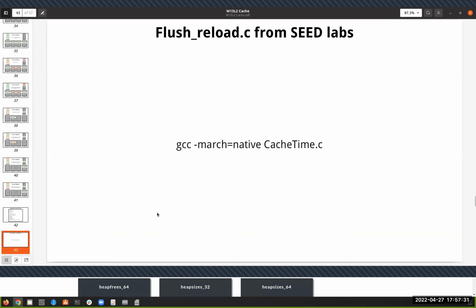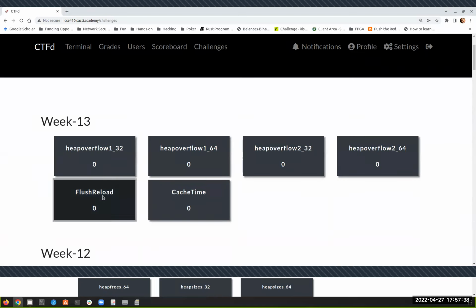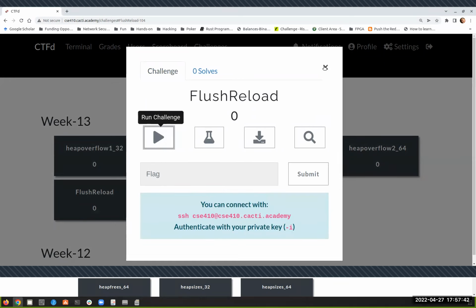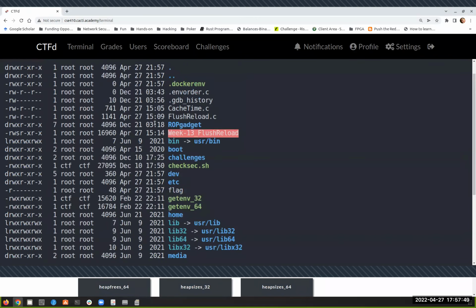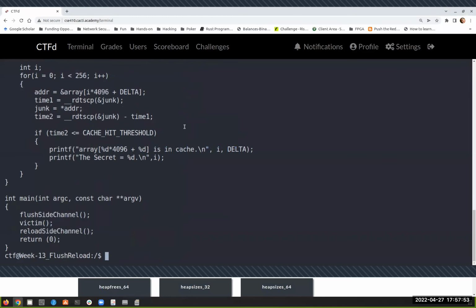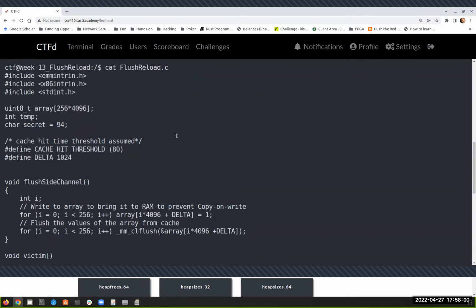Next, let's look at the flush reload example, which we also put on the server. This program is a little bit more complicated, so let's walk through it. First, we have a global variable, 256 pages. We have a global variable temp, and we have 1 byte of secret.